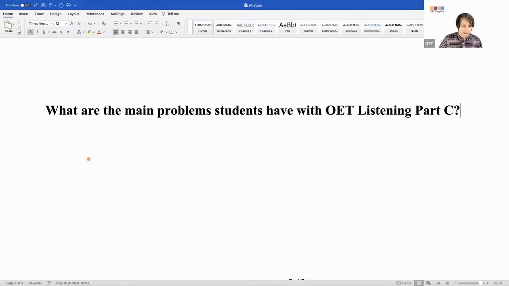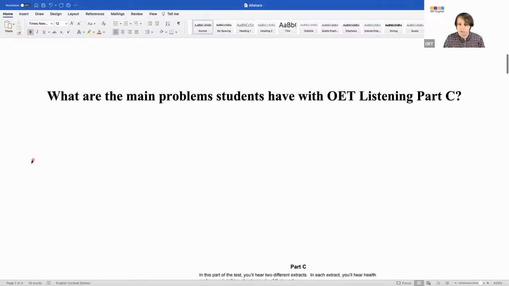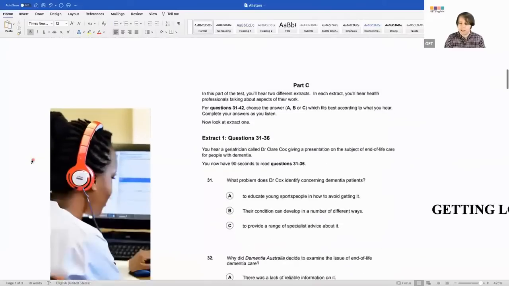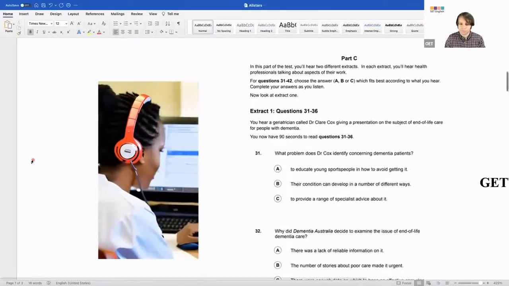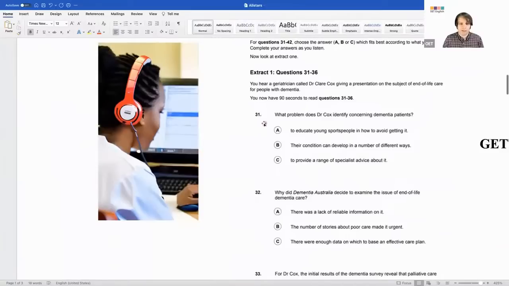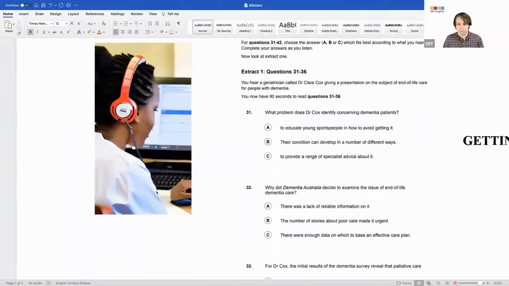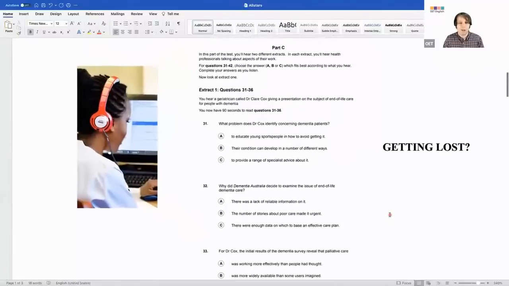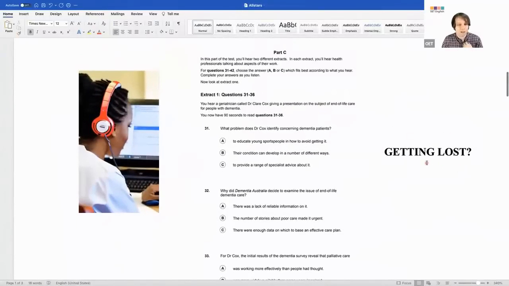Of course, there are many problems in OET listening Part C. Vocabulary, just kind of like focusing for 5 minutes for each audio. Nervousness, you might just feel nervous in the exam. But I think one of the main problems in the exam that you're going to have is getting lost, okay? Getting lost. And you can see this here, getting lost.